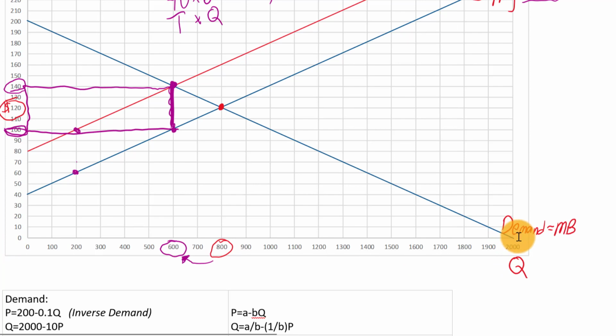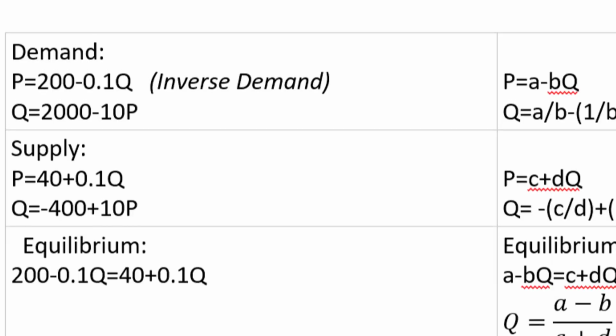And that slope, 10, is telling us the ratio between how much Q goes down for each increase in price. We see that we're going down 100 Q for each 10 increase in price, so that rate is 10. So going down 10 units for each $1 increase in the price. And similarly for supply here, we have the inverse supply equation, 40 plus 0.1Q. If you solve that for the supply equation, we get minus 400 plus 10p.